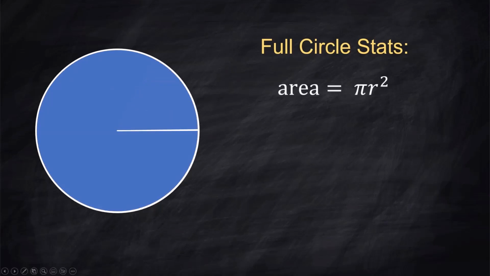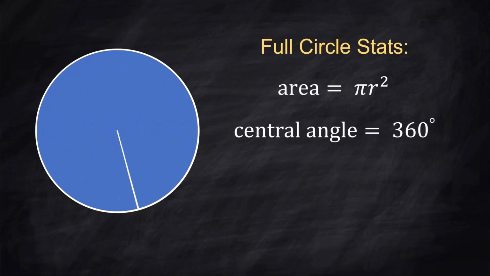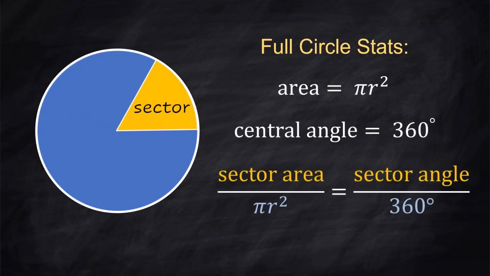The area of a circle is pi r squared. Now, if you go all the way around a circle once, that central angle is 360 degrees. That's one rotation. Now, a sector is a piece of the circle. Think of it as a piece of pie or a piece of pizza. In order to figure out the area of that sector, we set up a proportion and compare it to the entire circle that it's in.